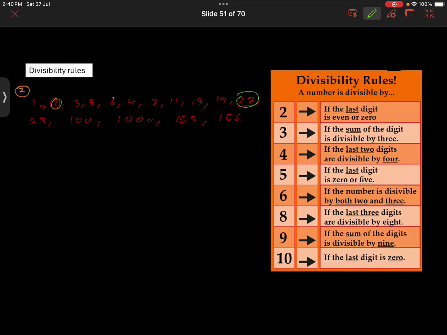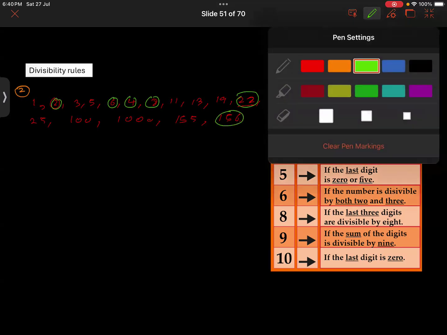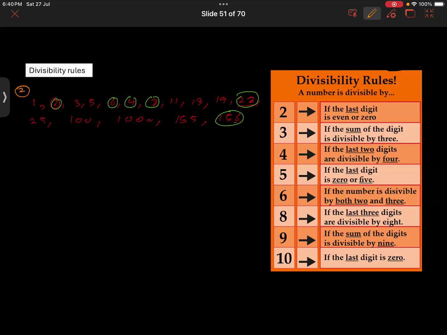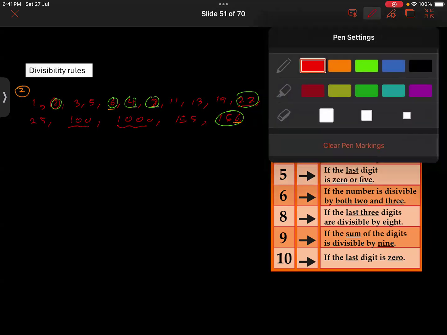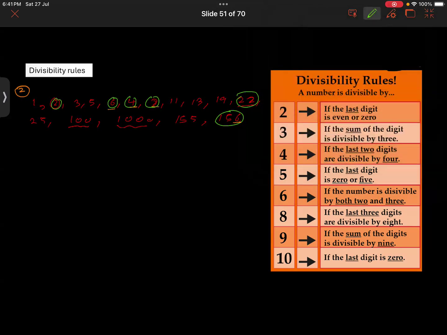The numbers 6, 4, 8, right? Getting it now? And the number 156. They have an even number at the unit place, and that is this 6 over here, this 8, this 4, 6. Getting it? So they are also divisible by 2. Then you have numbers which are ending with 0, this 100 and this 1000. So a number ending with 0, like 1000, is also divisible by 2.